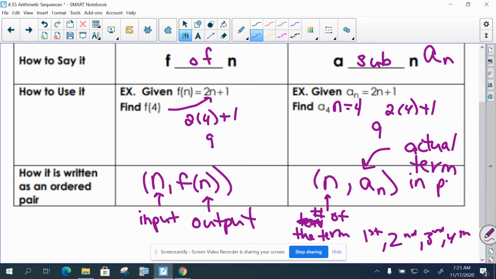In the pattern. So the x is the number of your term: first, second, third, fourth. The y is what the term actually is.